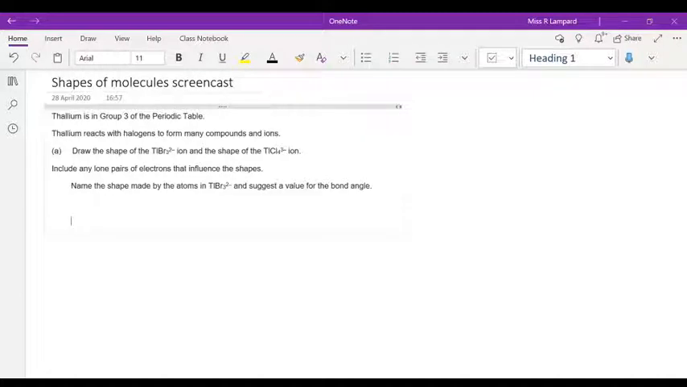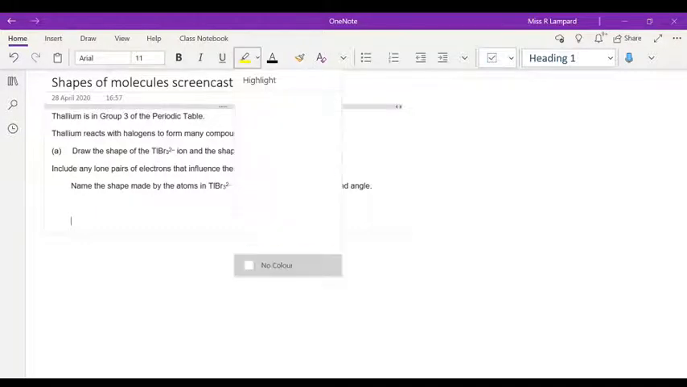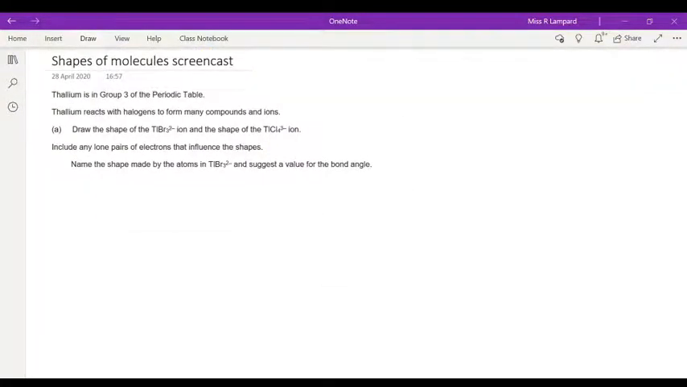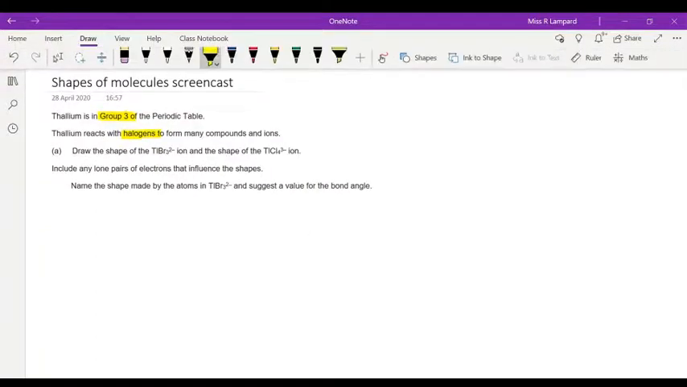So in this screencast video, we're just going to have a look at this particular question, which is about shapes of molecules. And even though we've not particularly used thallium before, we can be clear that thallium has 3 valence electrons because it's in group 3 of the periodic table, and it reacts with many halogens to form many compounds and ions.